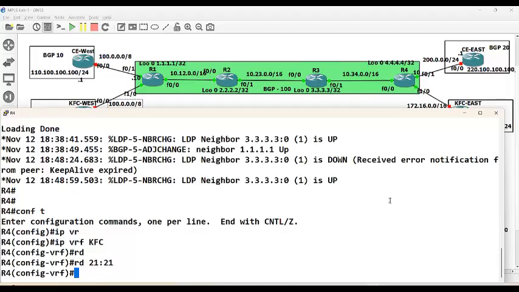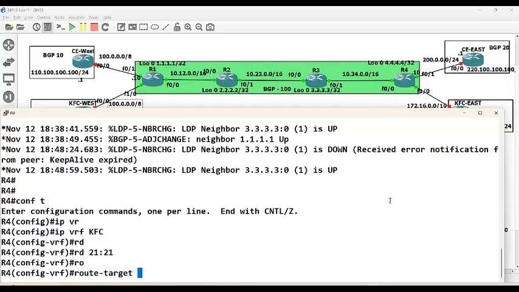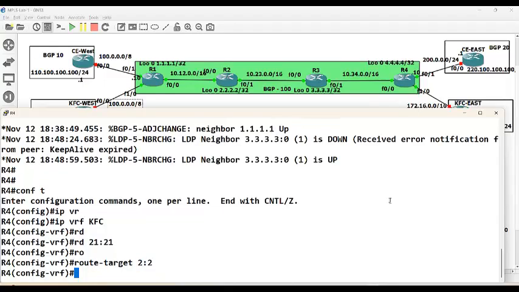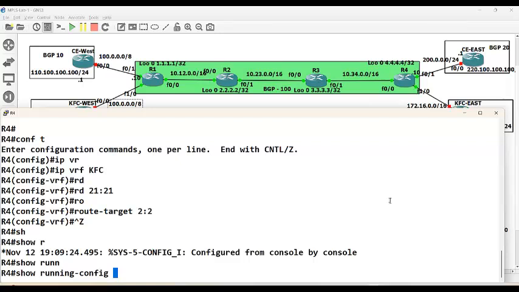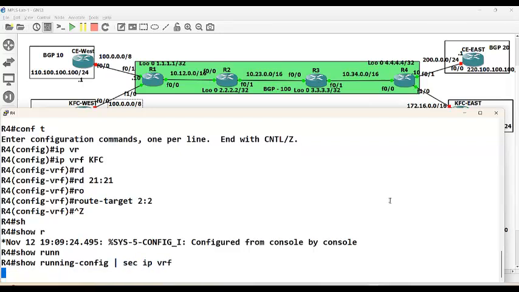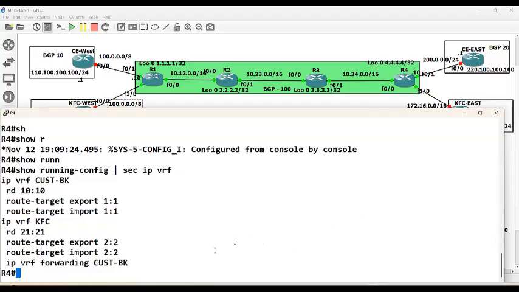So I'm going to say now route target. I think I gave 2:2 there. I have to say 2:2. When I don't mention import or export, it is for both. If you now go and check the running config, show running section IP VRF, it is going to show you for KFC. I did not say import and export, but by default it takes import and export when you don't mention it for KFC.